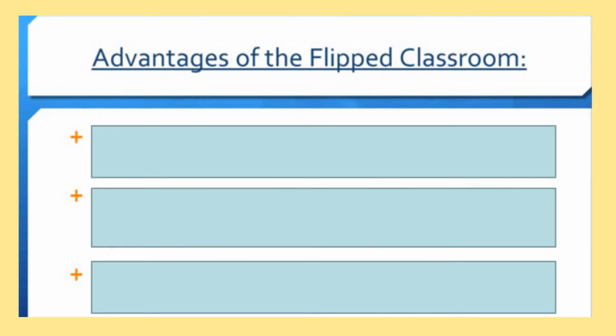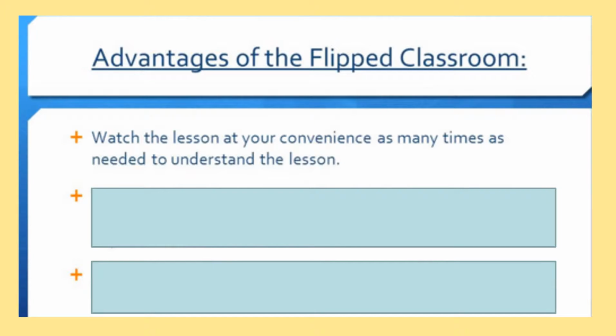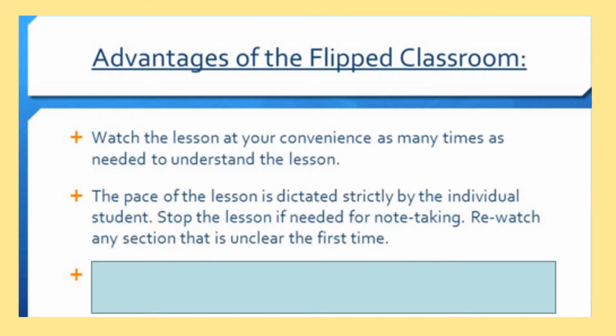So let's go on. The advantages of a flipped class are as follows. You watch the lesson at your convenience as many times as you need so you can understand the material. The pace of the lesson is dictated by you, not by me, but by you. You can stop the lesson if you need to, take notes if you need to, rewatch any section that's unclear. And again, I don't expect you to understand these concepts perfectly after you watch these videos and do these practice problems, but I think that should have you knowing most of the material. And like I said, we're going to cover the most rough spots in class.